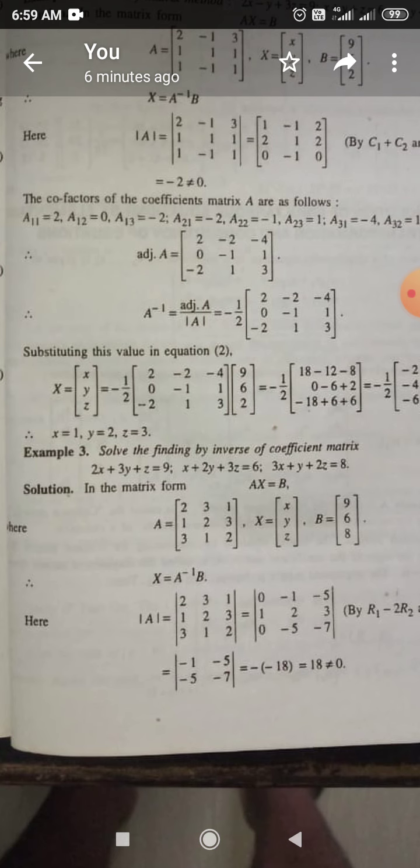So these are the systems of linear equations. First of all, we have to write the matrix of the coefficients, then the right hand side column matrix B, and then X is equal to A inverse B. Then find the A inverse, and after finding A inverse you have to multiply with this B and you get the solution of the system of linear equations.